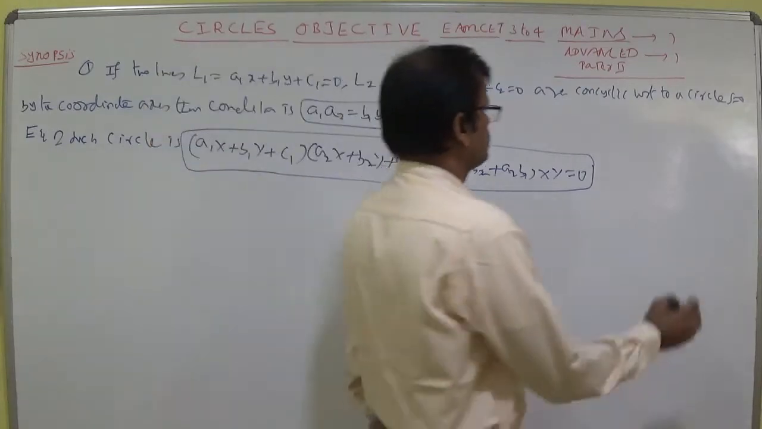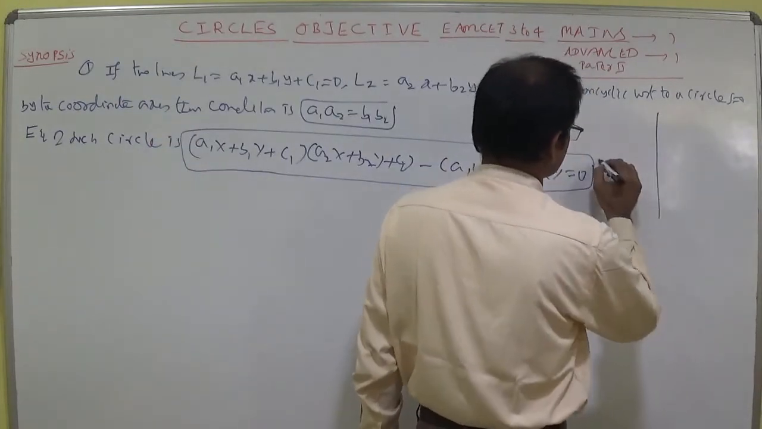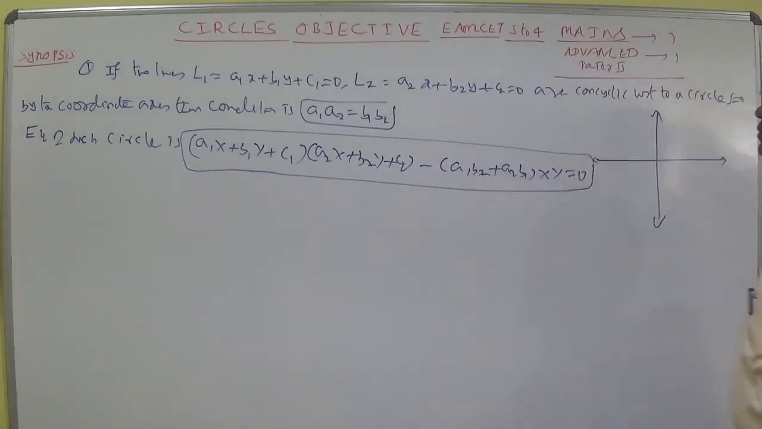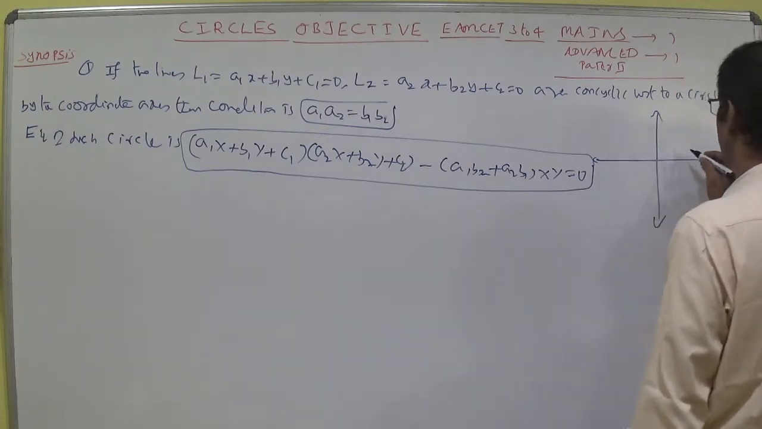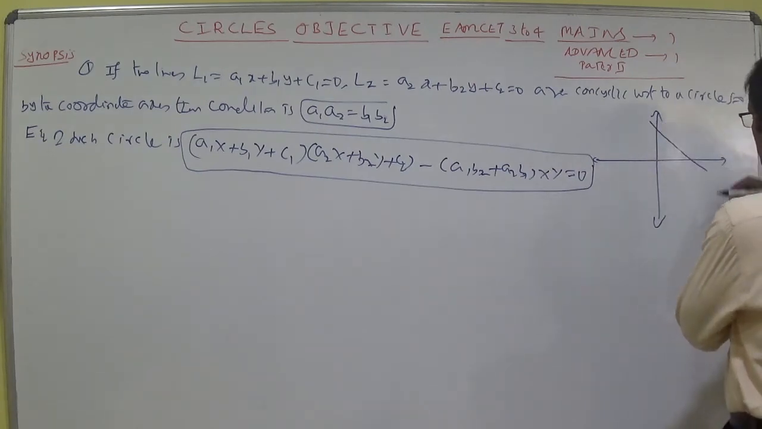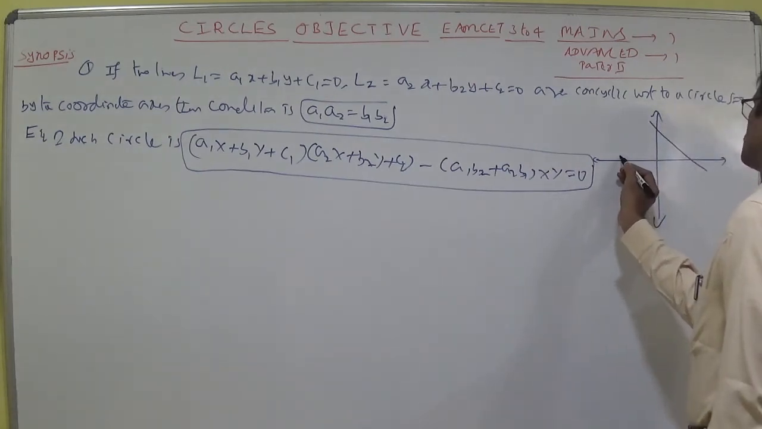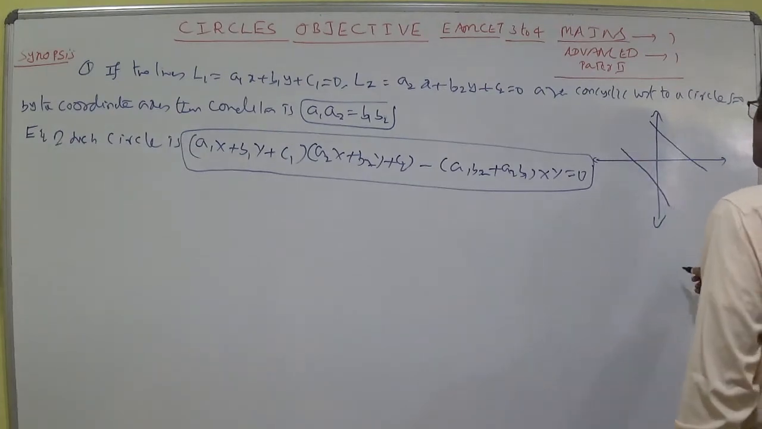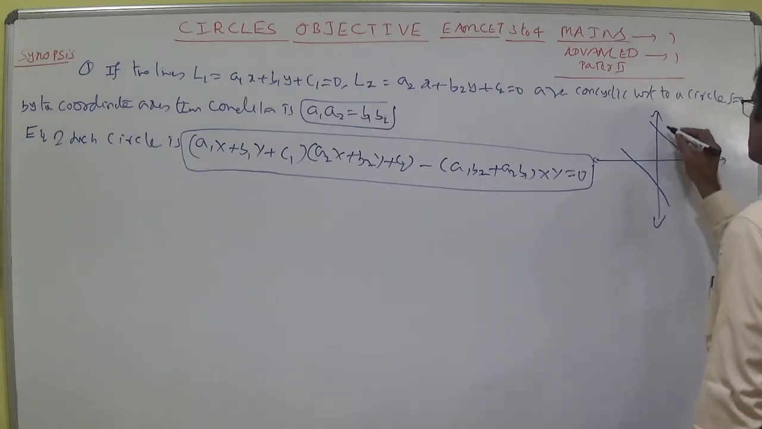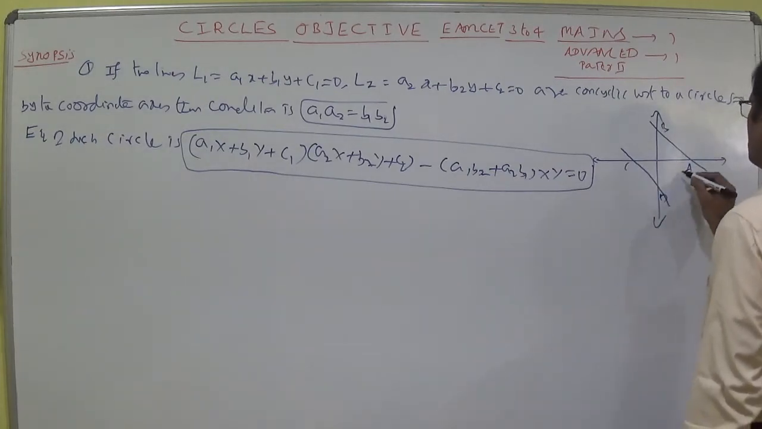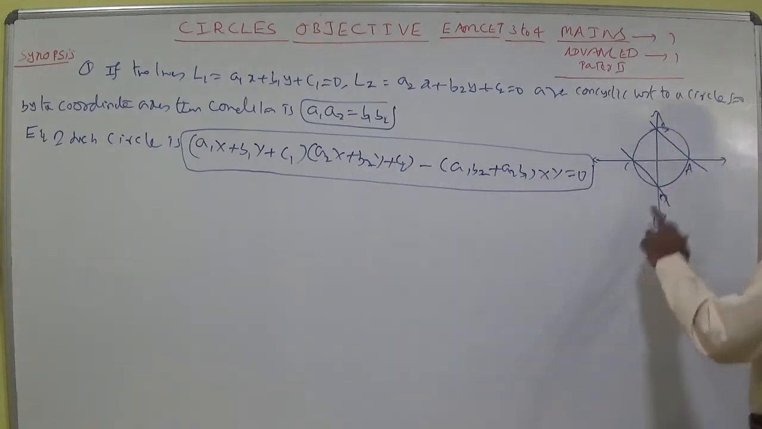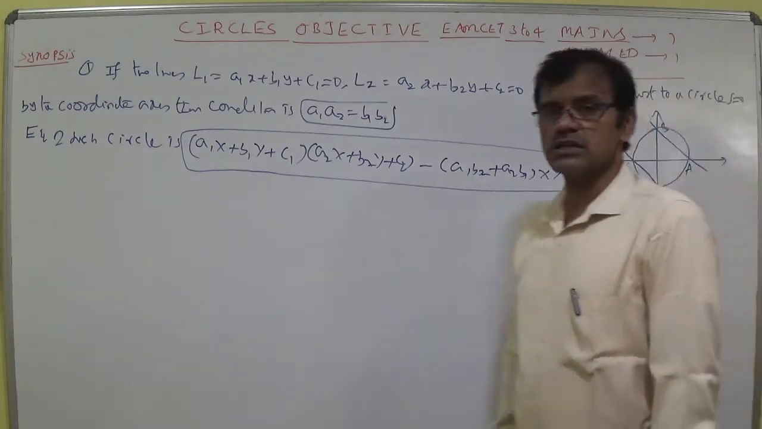Let us draw the diagram. Here, two lines L1 equal to A1x plus B1y plus C1 equal to 0. Draw like this. Another two lines, of course, no need to be parallel. Parallel may be or may not be. Here you can put this is A, this is B, this is C, this is D.